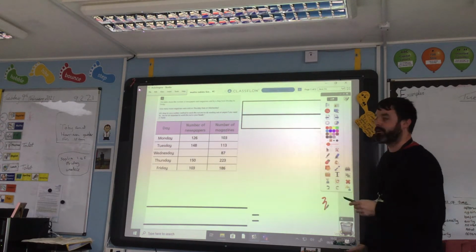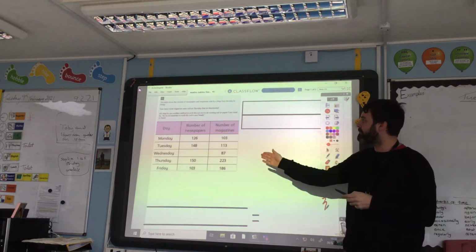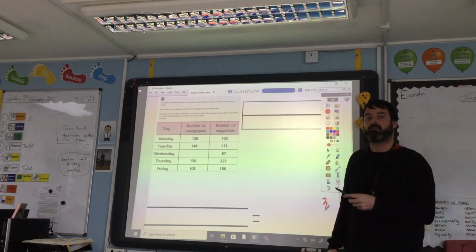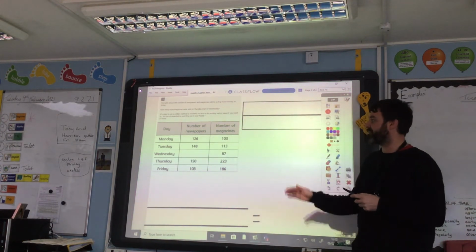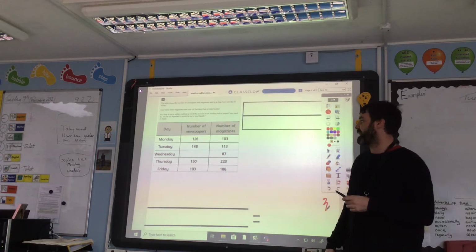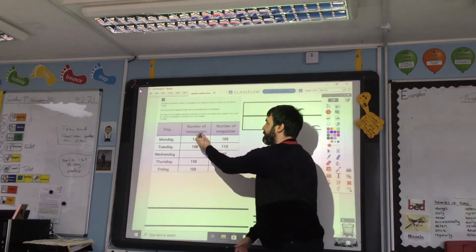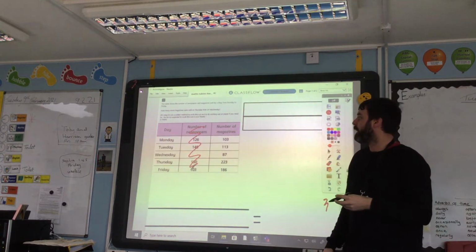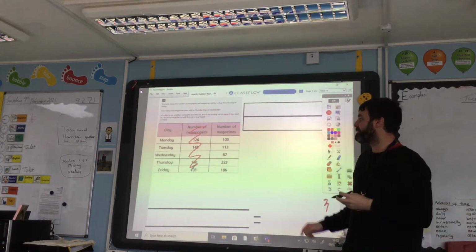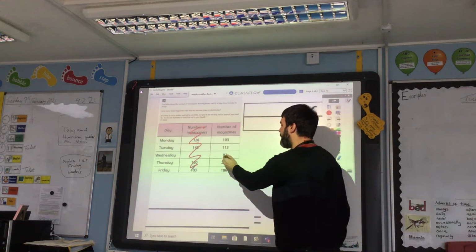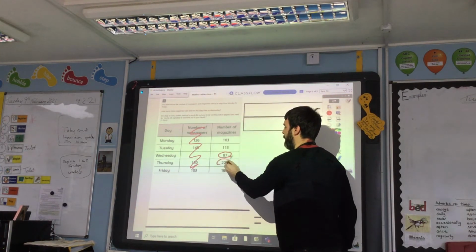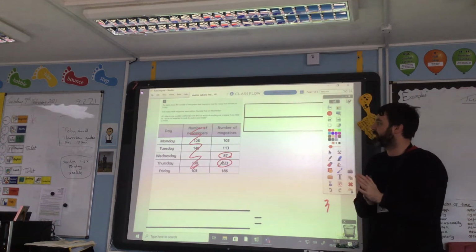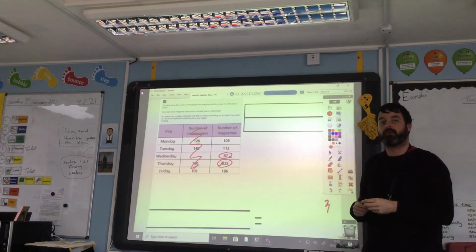There we go. So this question here is asking us how many more magazines were sold on Thursday rather than Wednesday. Now in the question it says number of magazines, so I don't need this part of the table, okay? I'm not looking at that part of the table. And it says Thursday and Wednesday, so I'm looking at Wednesday and Thursday.